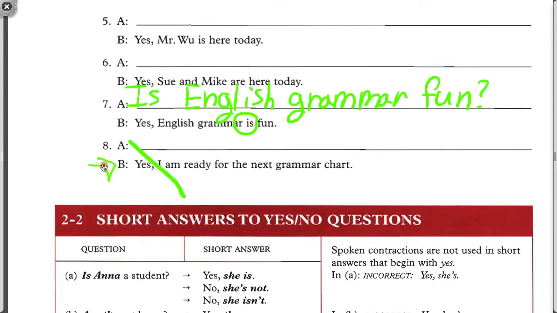Next, number 8, let's keep going. Number 8, yes, I am ready for the next grammar chart. The question here would change to, you don't have am, you have are, because I am. The answer is yes, I am. The question though is, are you ready for the next grammar chart? Okay, let's keep going.